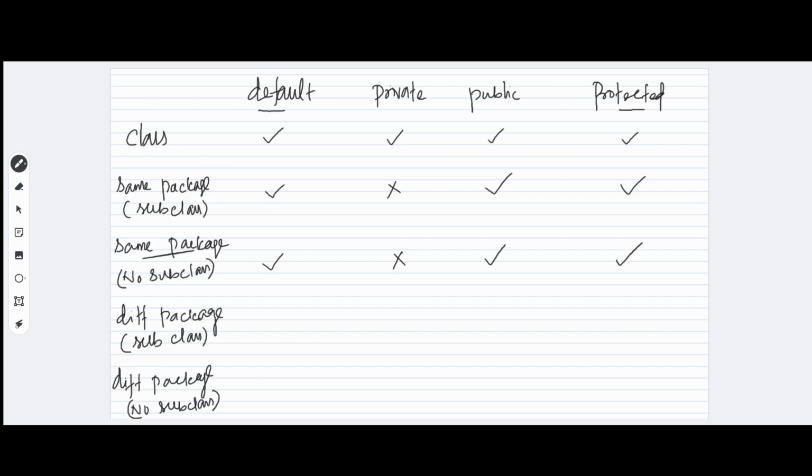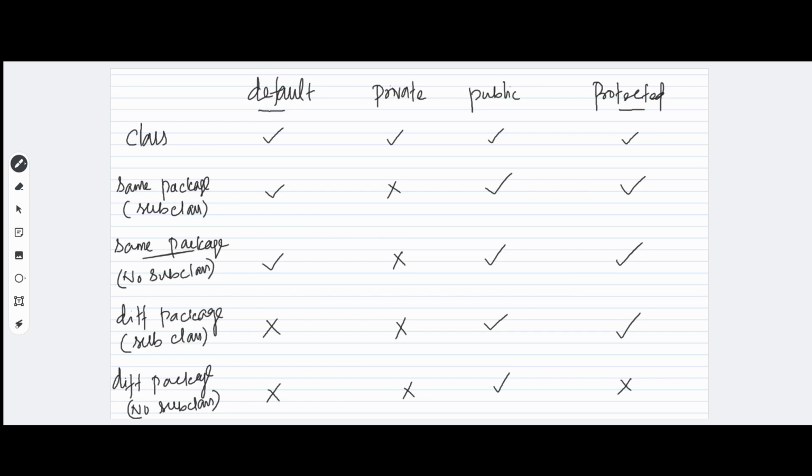In a different package with a subclass, default we cannot access, and private obviously we cannot access; public you can access, and protected also you can access. In a different package without a subclass, default obviously we will not get access, private we will not get access, public we will get access, and protected we will not get access.